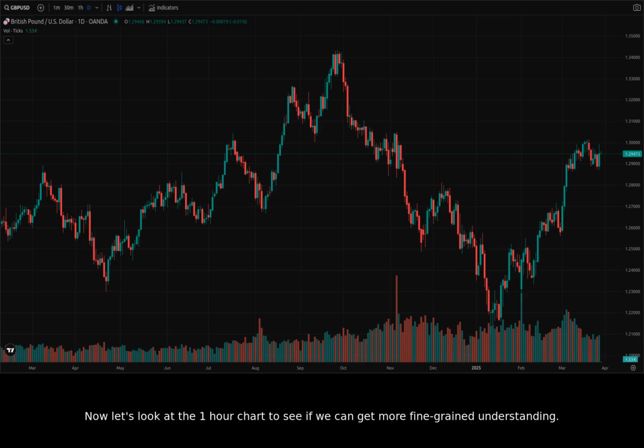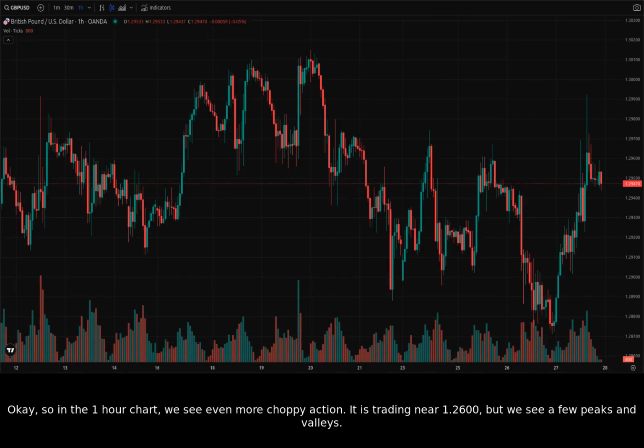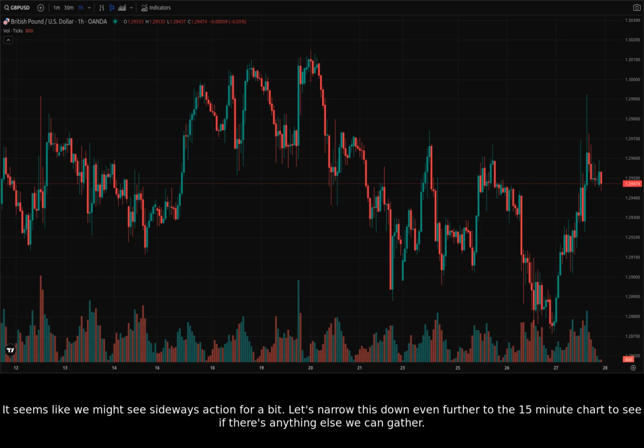Now let's look at the 1-hour chart to see if we can get more fine-grained understanding. Okay, so in the 1-hour chart, we see even more choppy action. It is trading near 1.2600, but we see a few peaks and valleys. It seems like we might see sideways action for a bit.